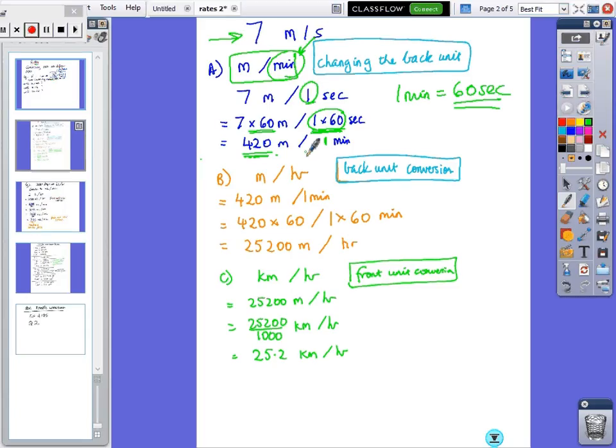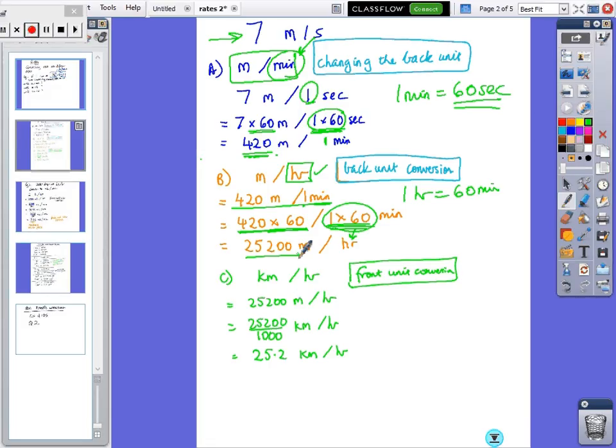In the next one, I'm converting the back unit again, so I've got hours. I'm going to use the previous answer. So I've got 420 meters per minute, and 1 hour is 60 minutes. To turn minutes into hours, I've got to multiply by 60. But if I multiply the back by 60, I multiply the front by 60. Then 1 times 60 minutes is an hour, which is the rate I want. On your calculator, you end up with 25,200 meters in an hour.